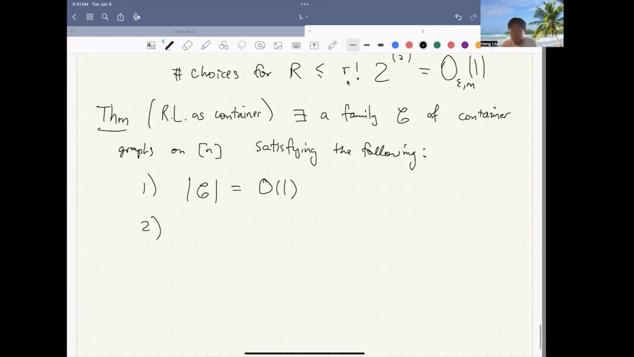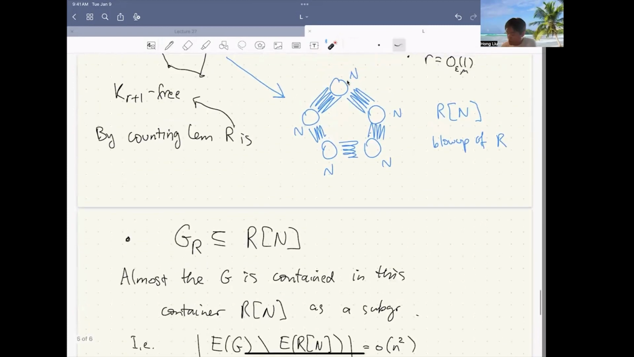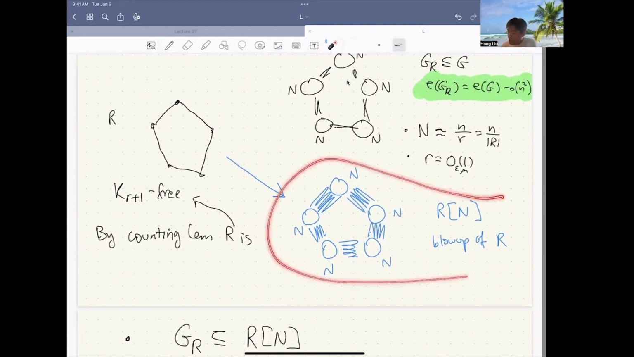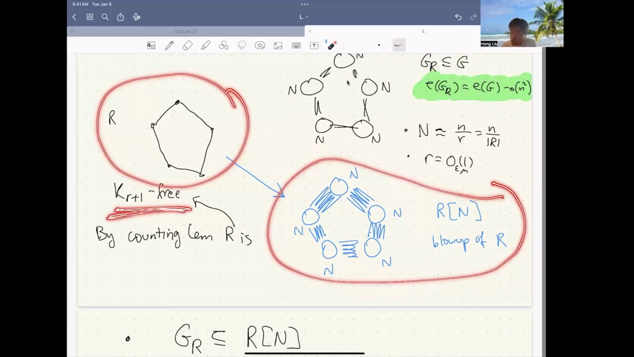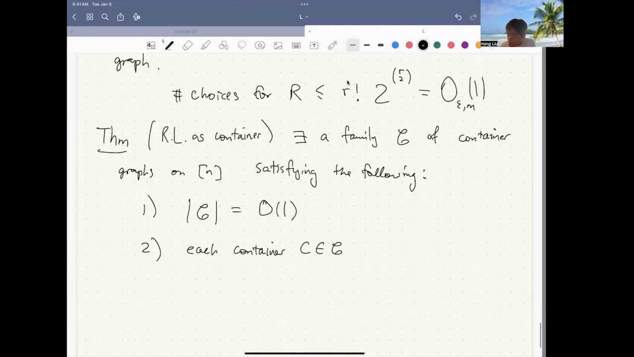Second property: each container, let's call it C in C, as a graph on n, is triangle free. Look, this is the container, right? Which is a blow up of a reduced graph, but the reduced graph is also K_{r+1}-free, right? Not triangle free, K_{r+1}-free. Each container is K_{r+1}-free.